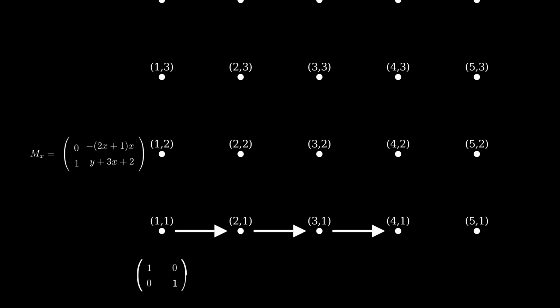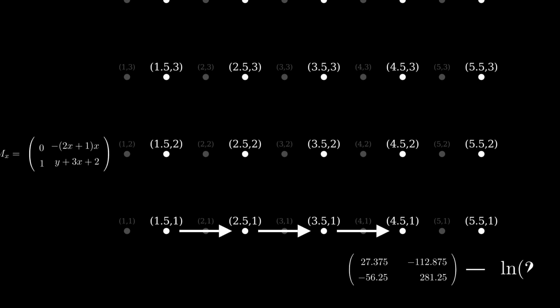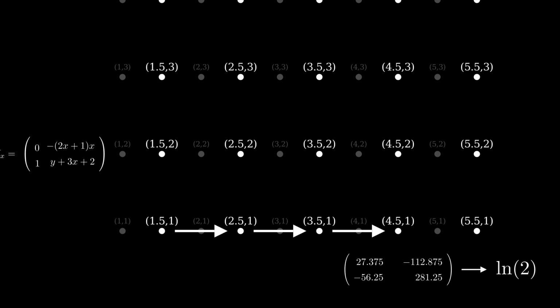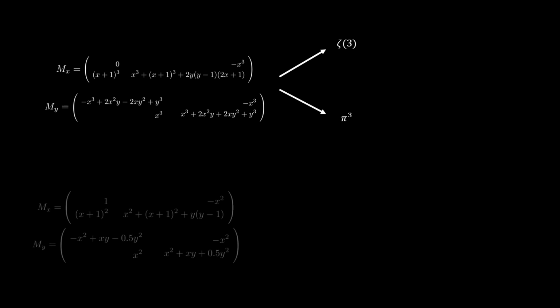Another very exciting discovery is that some matrix fields allow us to find formulas for more than one constant. For example, this conservative matrix field converges to pi. But if we shift all of the points to the right, now it converges to log of 2. Another example is this conservative matrix field that can converge to z of 3 and pi cubed. And this one converges to z of 2 and the Catalan constant.